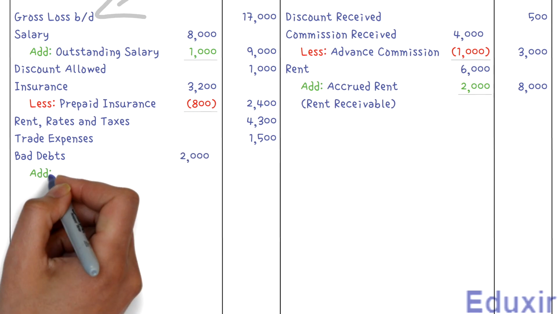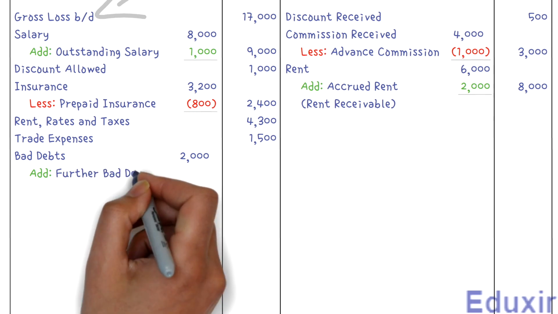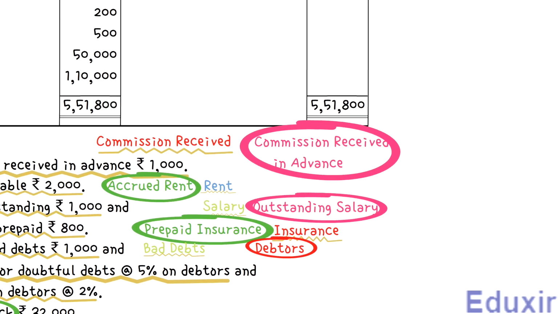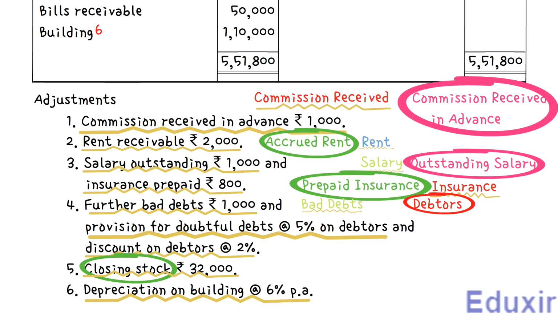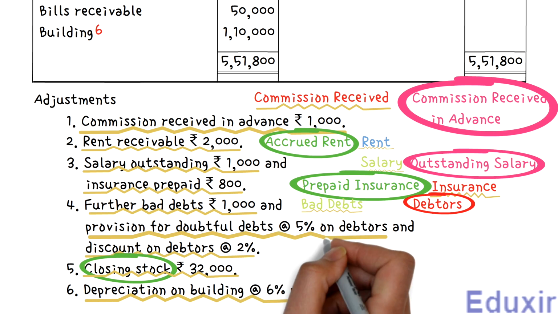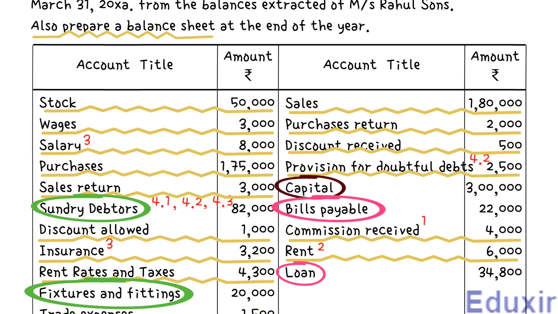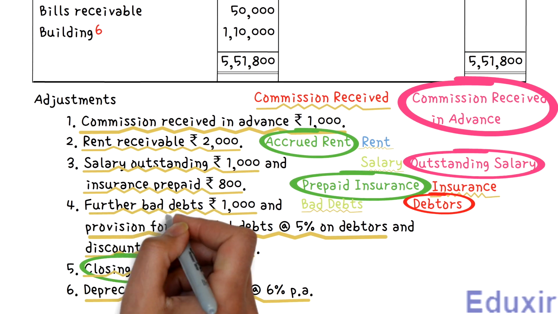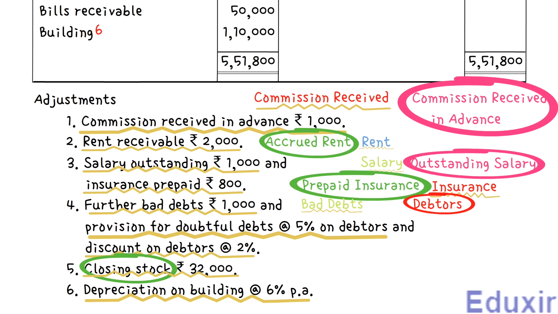Let us then add further bad debts also to the existing bad debts. The corresponding amount is 1000 rupees. With that, we have completed considering the bad debts and further bad debts related amounts in the profit and loss account. As already discussed, let us now consider the provision for doubtful debts. Now, in the adjustments, it's given that the provision for doubtful debts is 5% on the debtors. We know that the debtors balance is 82,000 rupees. We also know that further bad debts are 1000 rupees. So, with these details, let's calculate the provision for doubtful debts.